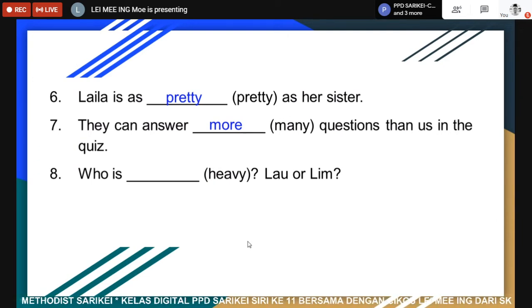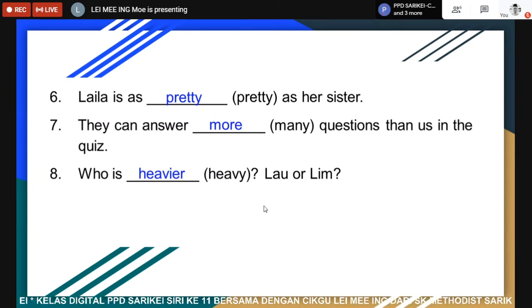Okay, the last question. Who is loud or limp? So your answer for question number 8, the given word is heavy. What is your answer for question number 8? 5 seconds. Alright, the answer is heavier. Although we don't see any "the" here, why do we choose a comparative form answer?